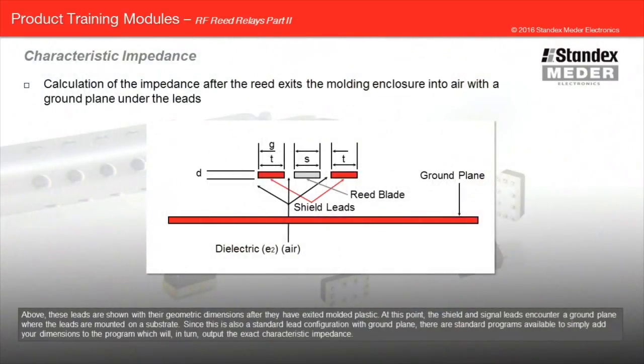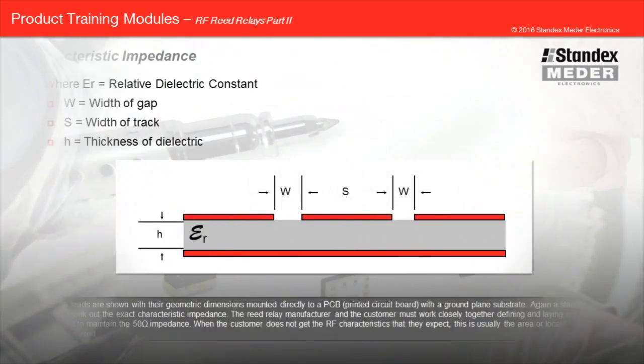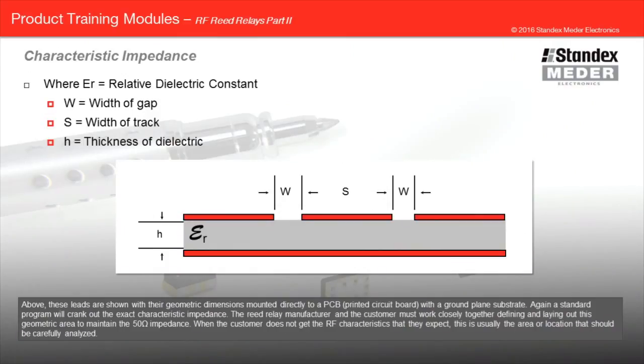Above, these leads are shown with their geometric dimensions after they have exited the molded plastic. At this point, the shield and signal leads encounter a ground plane where the leads are mounted on a substrate. Since this is also a standard lead configuration with ground plane, there are standard programs available to simply add your dimensions to the program, which in turn output the exact characteristic impedance. Above, these leads are shown with their geometric dimensions mounted directly to a PCB with a ground plane substrate. Again, a standard program will crank out the exact characteristic impedance.